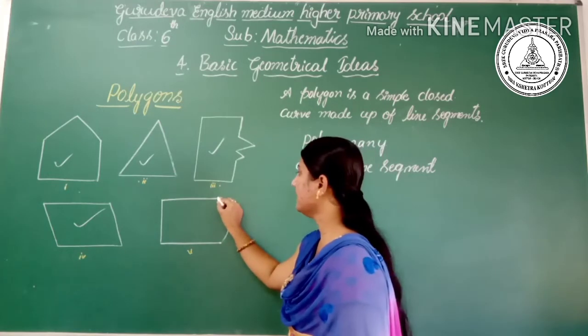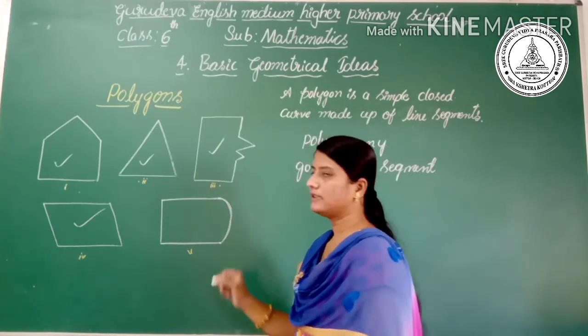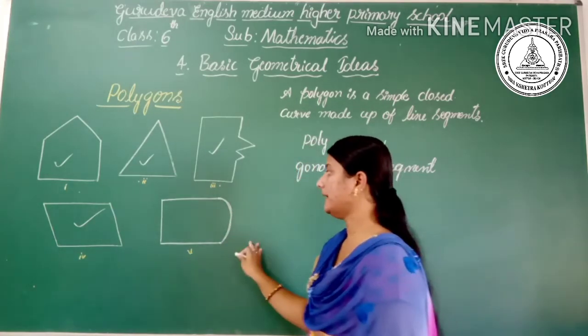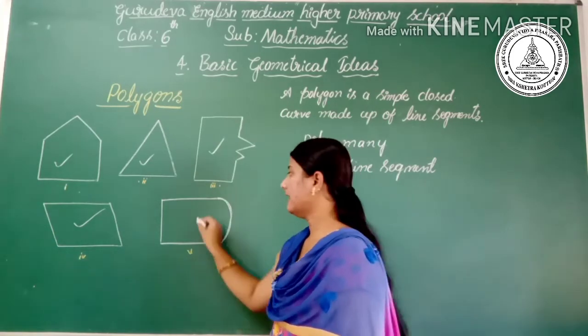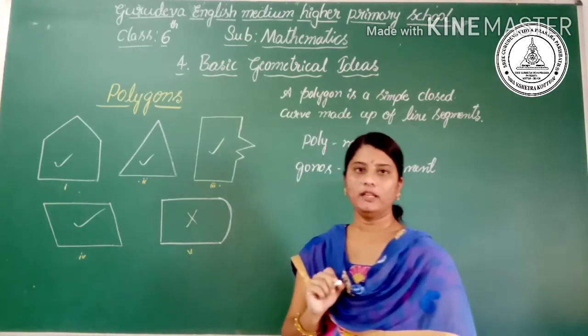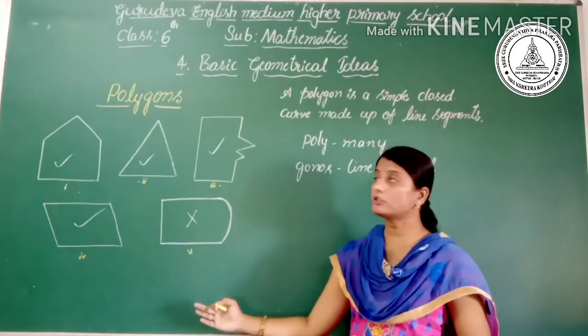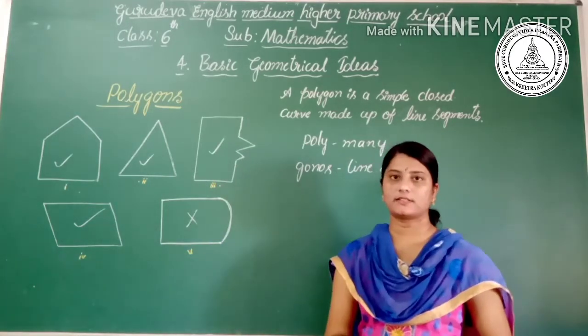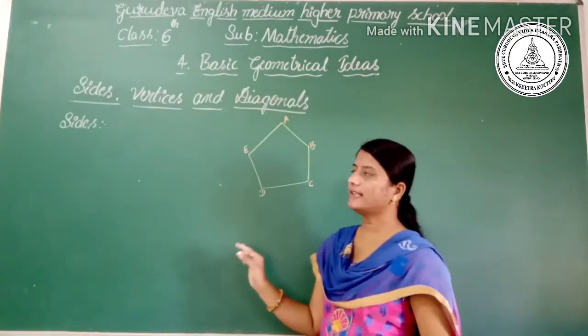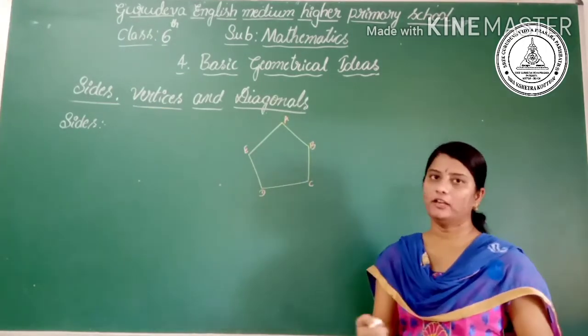Because here the curve crosses itself, it is not a simple curve and it is not a polygon. Let's see the vertices, sides and the diagonals of a polygon. The next topic: sides, vertices and diagonals of a polygon.